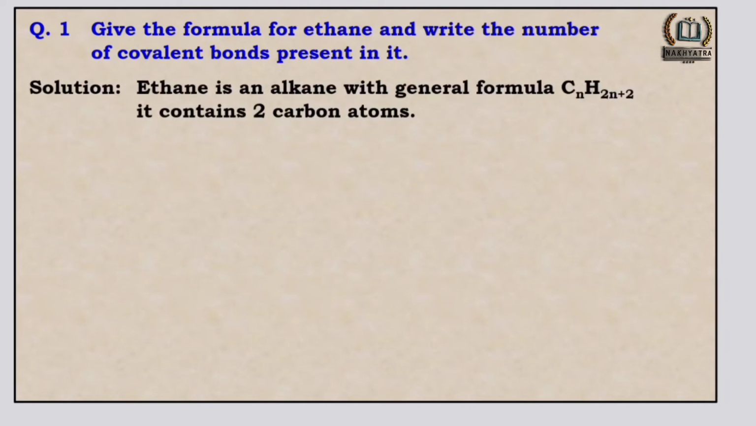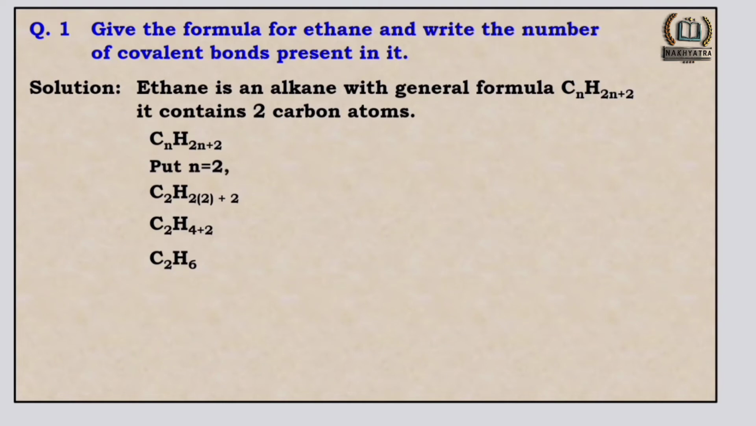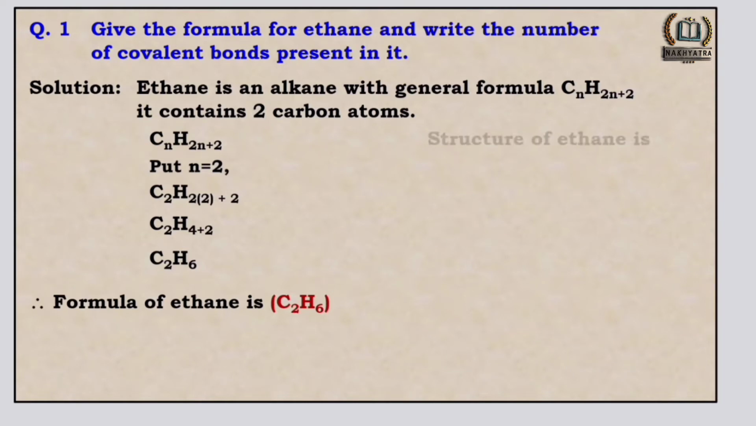See here. Ethane is an alkane with general formula CnH2n+2. So it contains 2 carbon atoms. Now put the value n equal to 2 in the formula and we will get C2H6. So C2H6 is the formula of ethane. Now we have to find out the number of covalent bonds present in it. So now draw the structure of ethane.